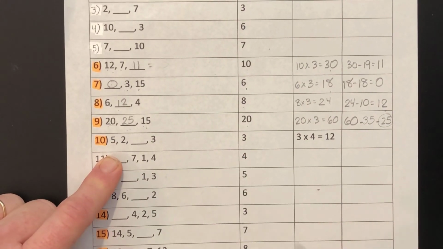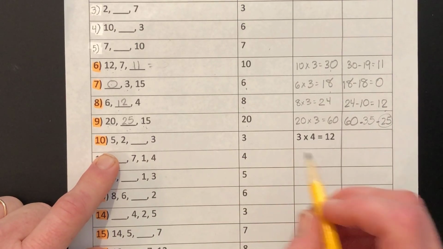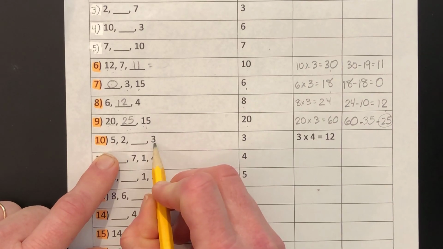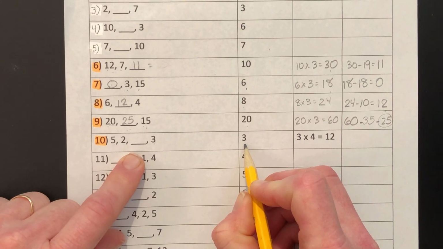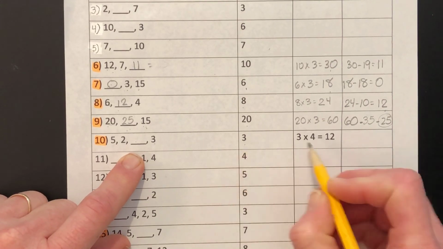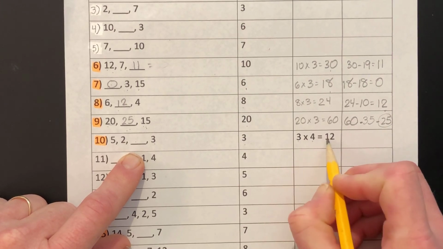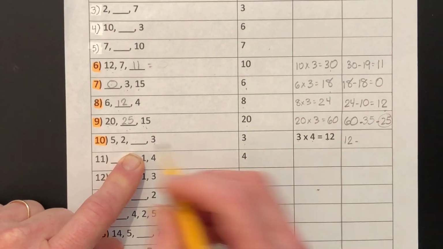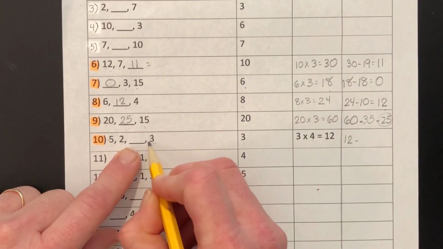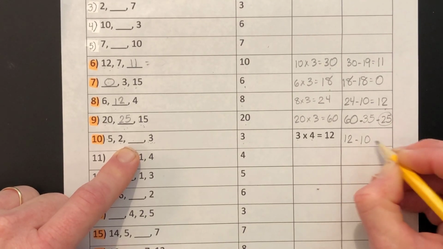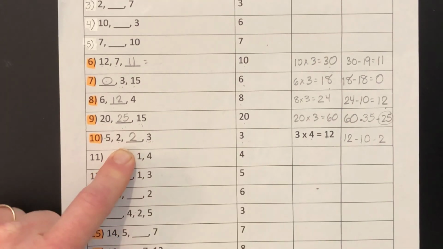Number 10, they got you started. They showed that, because there are 4 numbers here. 1, 2, 3, 4. The average is 3. So if I have 4 numbers with the 3 average, I'm going to multiply 3 times 4, and I get 12. So I'm going to start with 12. How many points do I have accounted for? 5 plus 2 is 7, 8, 9, 10. So I have 10 points accounted for. I take away the 10, and that leaves 2 points. So the missing number is 2.